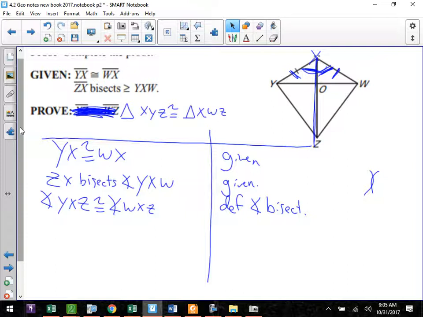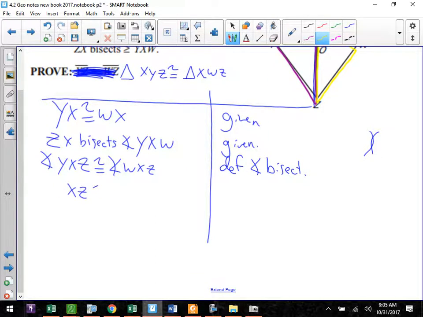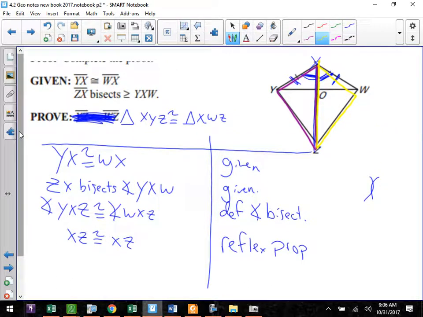So, if I want to prove that I have triangles XYZ and triangle XWZ, what side do those two share? XZ. So I have to say that XZ is congruent to itself. Why is it congruent to itself again? Yep. And now you have side, angle, side.